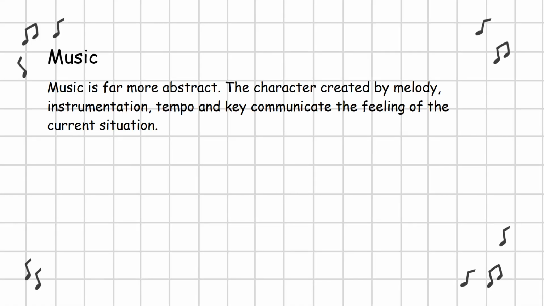Music is far more abstract. Outside of rhythm games, there's rarely a simple one-to-one relationship between the features of a game's music and its events. Instead, the character created by melody, instrumentation, tempo, and key communicate the feeling of the current situation.